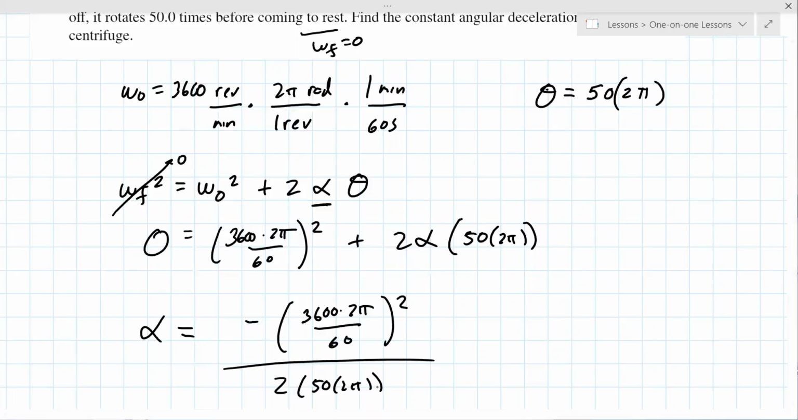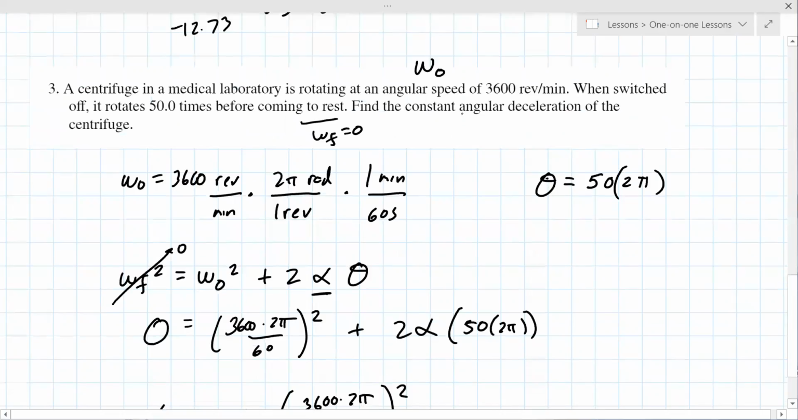And once we find that alpha, do we plug it back in and then multiply it out? Nope. That's what we're trying to solve for. We're trying to find the constant angular deceleration. That's all alpha. The fact that it says deceleration just means that the answer itself is going to be negative. Yep.